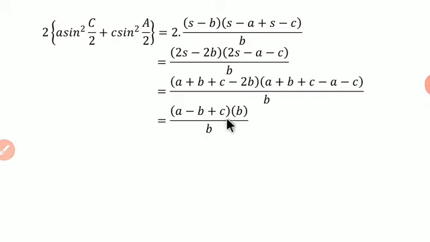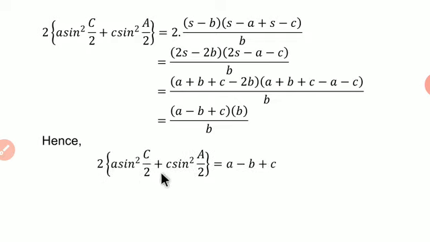Now this b gets cancelled, meaning the value of this LHS is now a minus b plus c, and hence we get 2 times (a sin square C upon 2 plus c sin square A upon 2) is equal to a minus b plus c. Hence we get the required proof here. Now see the next example number 5.